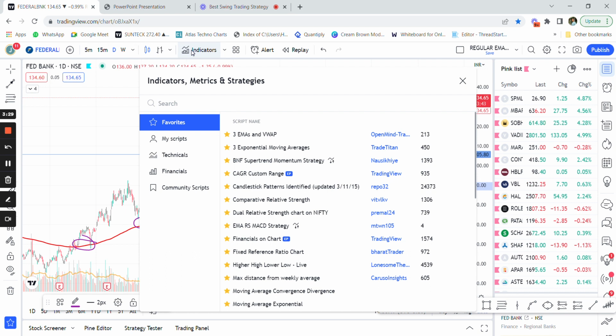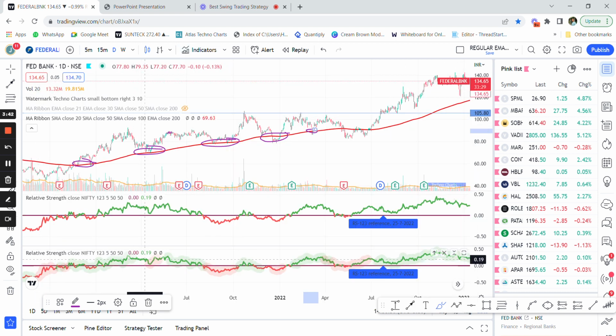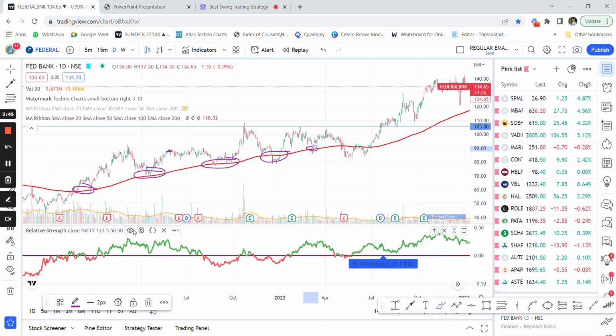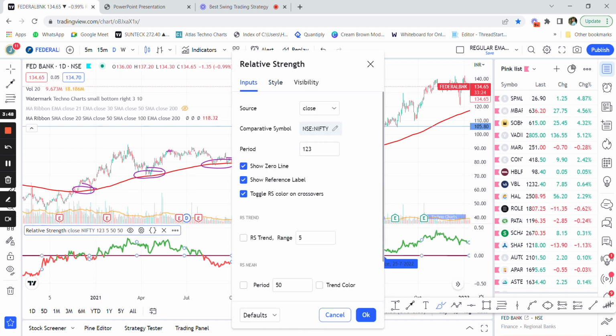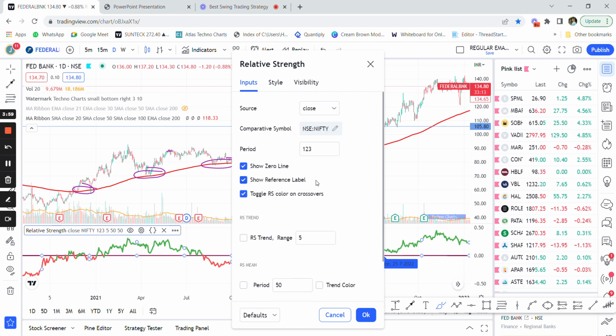How do we apply relative strength here? If you type relative strength in the indicator section, you will see a lot of indicators by different people. We are going to use the relative strength of a stock by Bharat Trader. If you select that, the relative strength line gets plotted. You only select the first three, and we do not require any of the other sections like the RS trend or period. The period we are going to use is 123. 123 is a longer-term relative strength of a stock, meaning we are looking at around 6 months of performance.